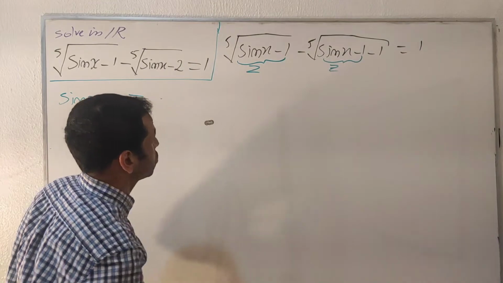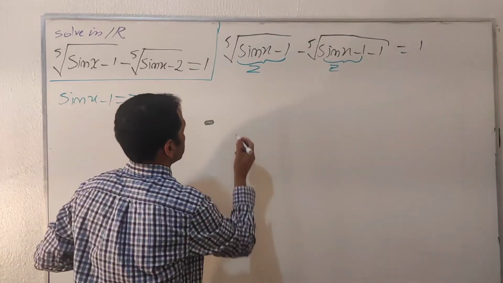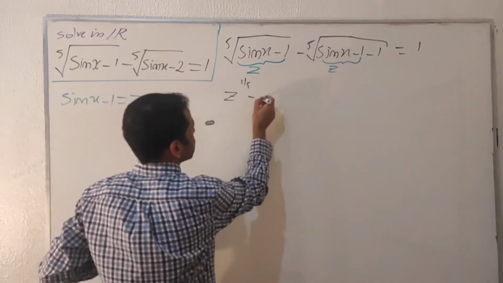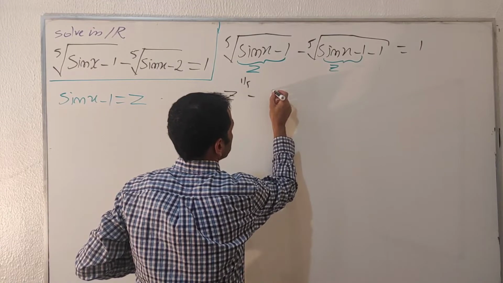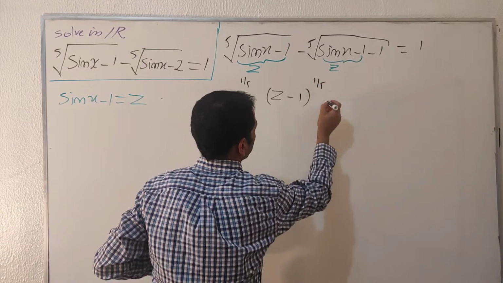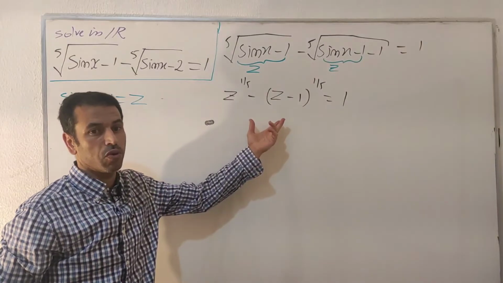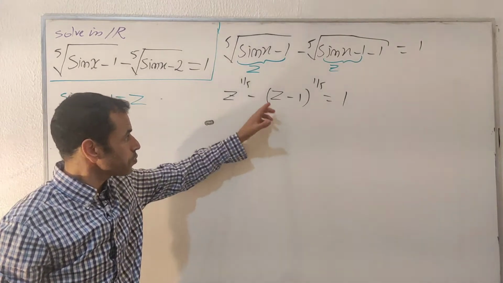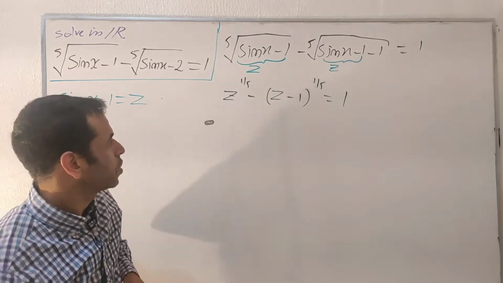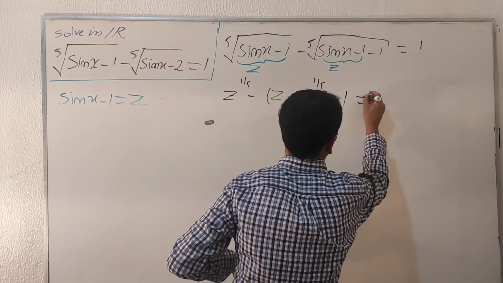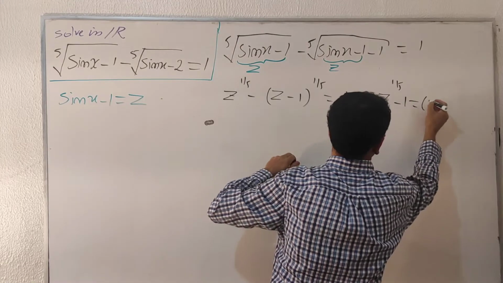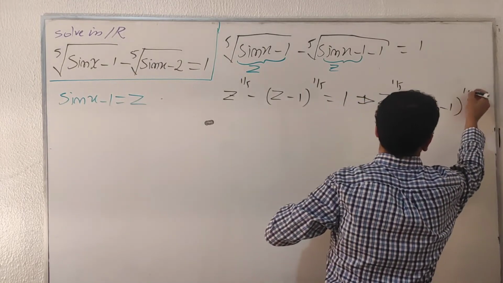So I get here sine of x minus number 1 equals z. So my equation is going to be in terms of z. So I get here z to 1/5, minus z minus number 1 to the 1/5, okay, equals number 1. The equation is already reduced to the smallest expression. I'm simply going to move over this term to the right and bring number 1 to the left, okay? So I get here z to the 1/5 minus number 1 equals z minus number 1 to the 1/5, okay?